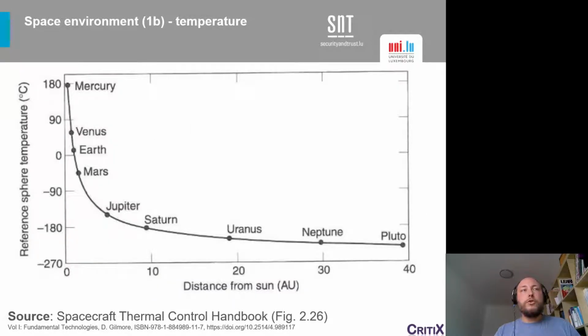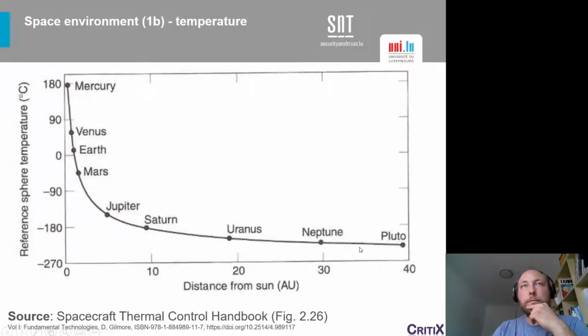The reference temperature, as you can see, falls down very quickly. I mean, the average temperature of a reference sphere that is placed on a given orbit with respect to the distance of the sun. So, as I said, around Earth is 0 to 10 degrees. Around Mars is already minus 40. Around Jupiter is already minus 150 easy. Saturn minus 180. And we are getting asymptotically to absolute zero, far away from the sun.